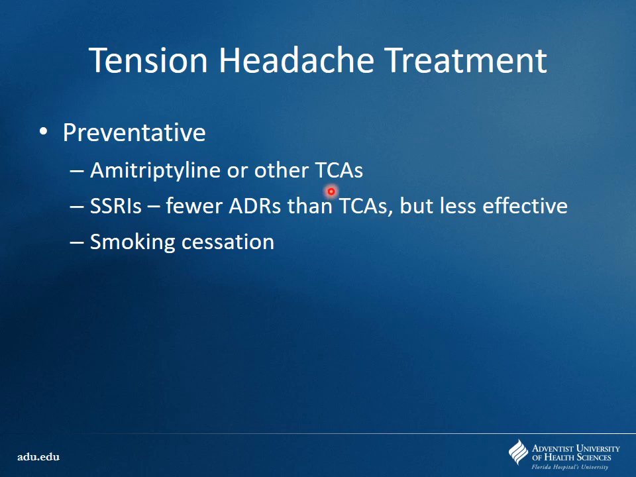And as far as prevention goes, we can try things like tricyclic antidepressants. Amitriptyline is probably the one we go with most often. SSRIs are going to be not nearly as effective. But one of the other big things you can see, if a patient has headaches associated with smoking cessation, can be a big help with that. So those are kind of the biggest things as far as preventive therapy goes for other types of headaches.